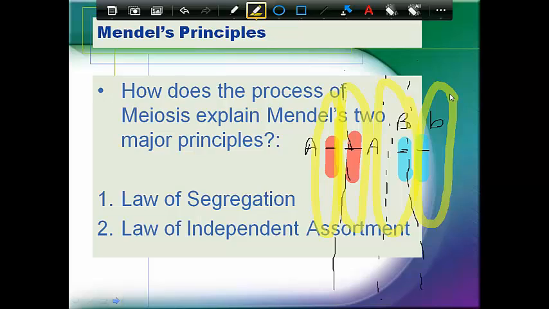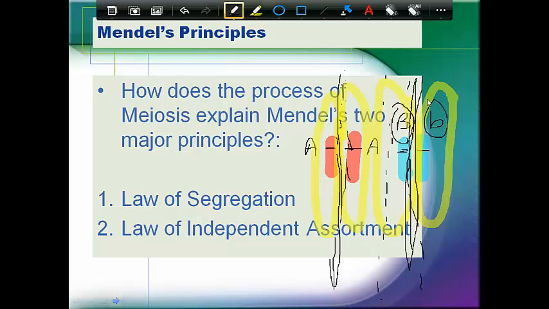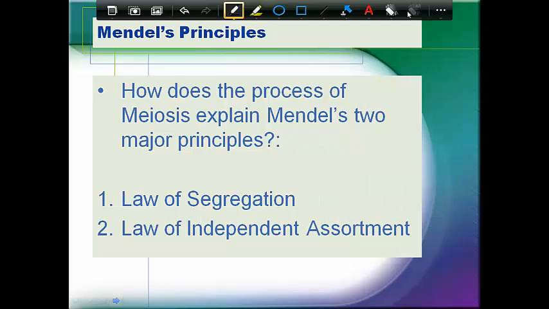So where did our alleles get separated then? It happened back in meiosis 2, when I put that dotted line between them that separated those sister chromatids from each other. That separated the alleles, or the big B got separated from the little b, and the big A got separated from the other big A. That's our law of segregation. So the law of segregation occurs in meiosis 2.